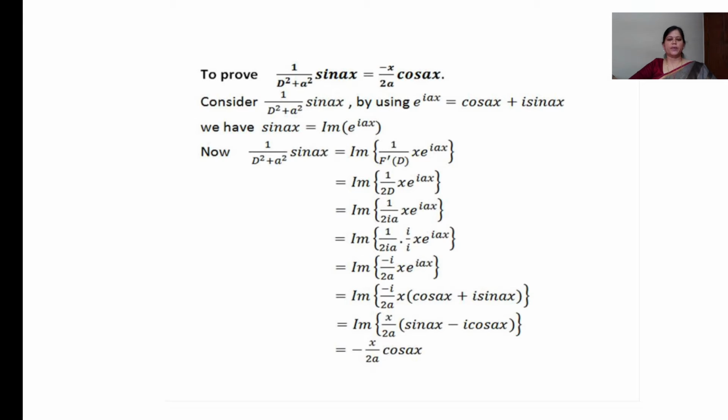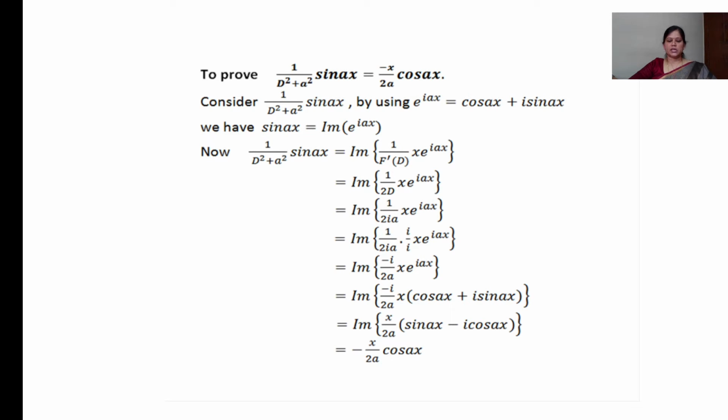Again expand e to the power iax in the form of cos ax plus i sin ax. Then I will multiply inside, we will get imaginary part of x by 2a into sin ax minus i cos ax. From that, if you select the imaginary part, that is minus x by 2a into cos ax. So 1 over d square plus a square into sin ax is equal to minus x by 2a cos ax whenever phi of minus a square value is equal to 0.